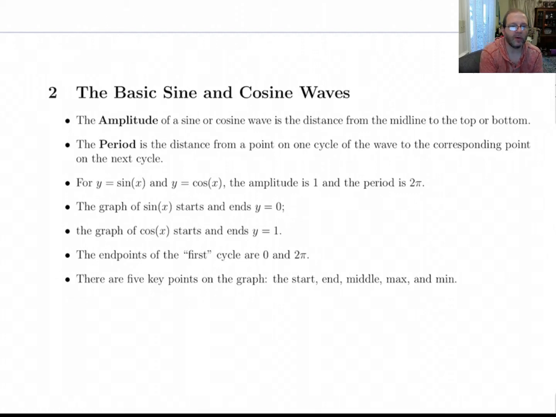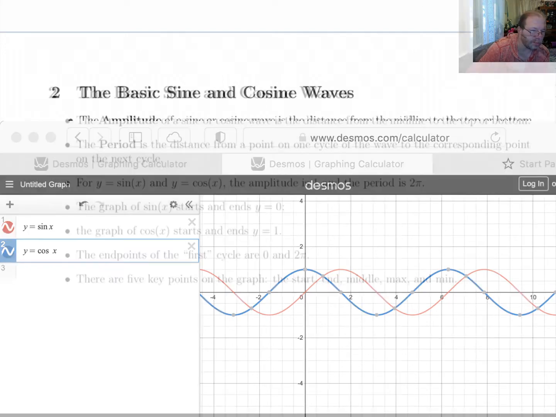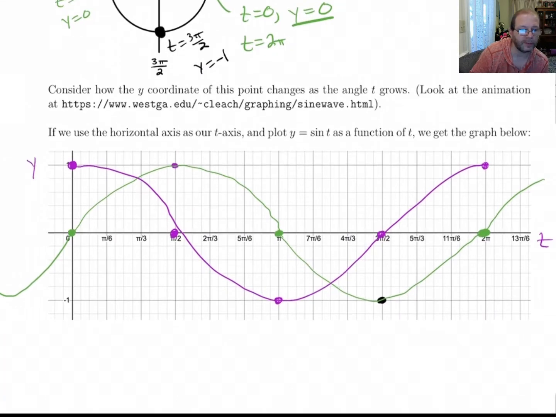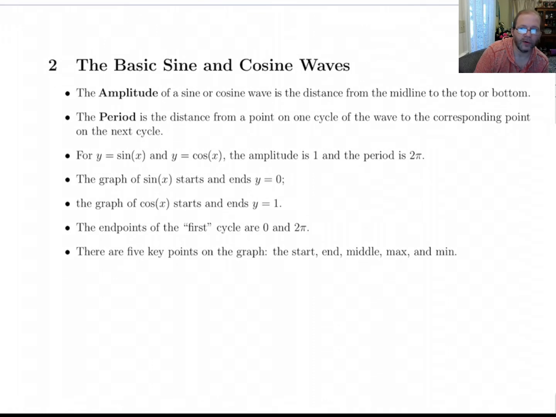Alright, in this video I want to talk about just the basic sine and cosine waves. What I mean by that is I want to look at these two graphs here, sine x and cosine x. Later we'll build up into things that are more complicated, but for now I just want to look at sine x and cosine x. We already drew those in the last video. But I want to look at some terminology for it, and I want to show you some drawings that you need to be able to recreate from memory.